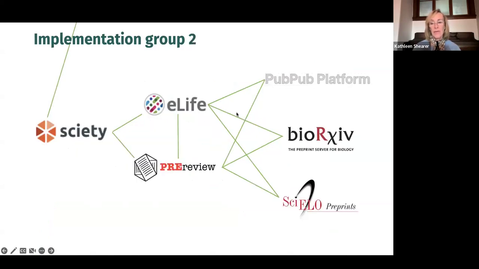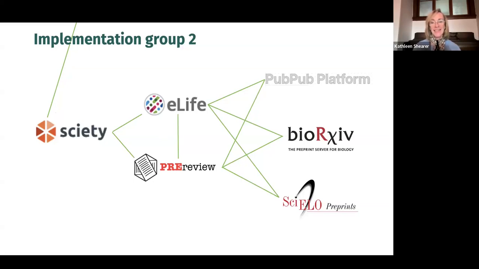And here's another group of implementers. Here are the repositories, and then here are the peer review services. And Sciety is actually an aggregator. It's run by eLife, but it's an aggregator of open peer reviews. So they're also using COAR Notify to identify new reviews. So this green line means that they go up to the peer review services in the other slide as well.